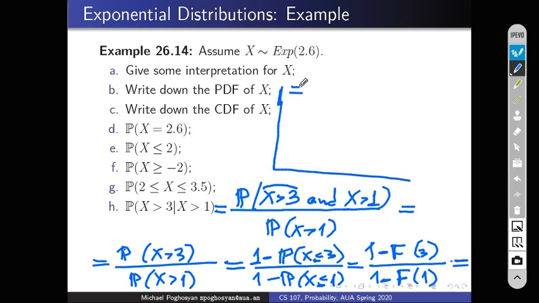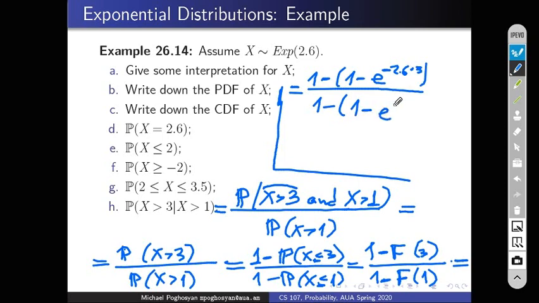This is equal to, recalling the values of that CDF, 1 minus, another 1 minus e to the minus 2.6 times 3 over 1 minus e to the minus 2.6 times 1. So we will have that once cancelled.